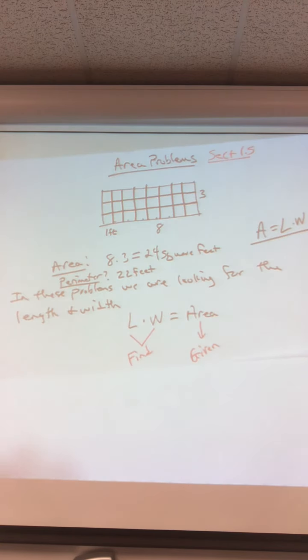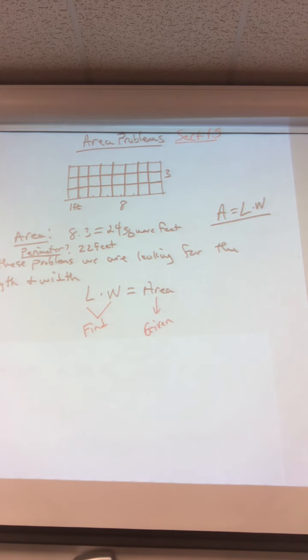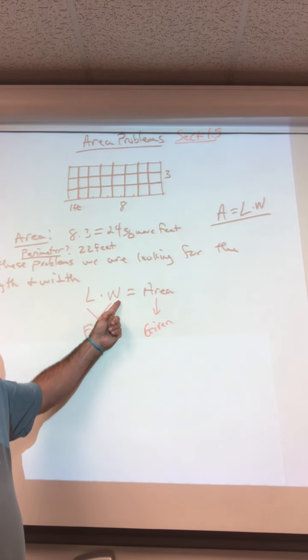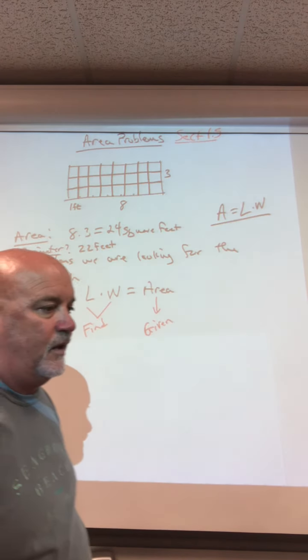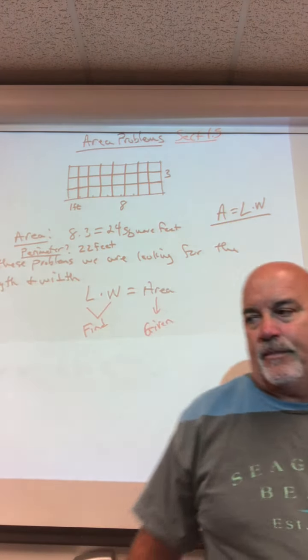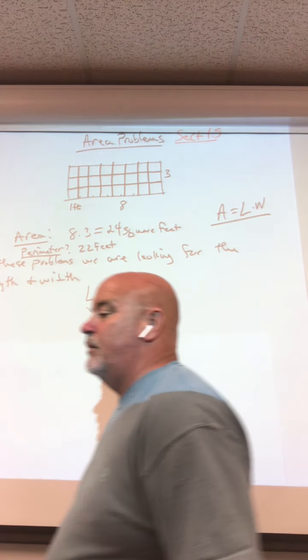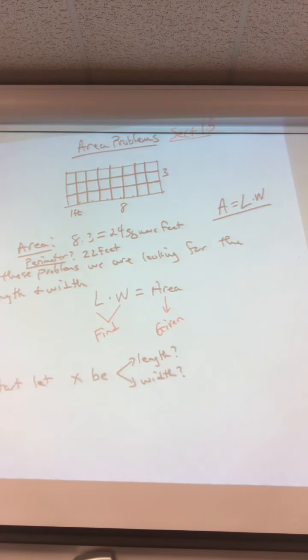But before we even begin, write down this formula right here. You need to know this formula to work these problems. Length times width equals area. Or you could say area is equal to length times width. Same thing. All right, so how do we use this formula to work the 3 or 4 reading problems that you've got in this section?